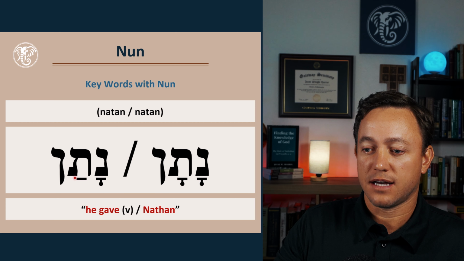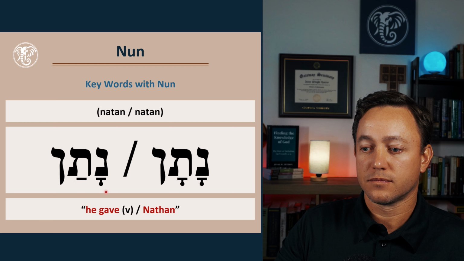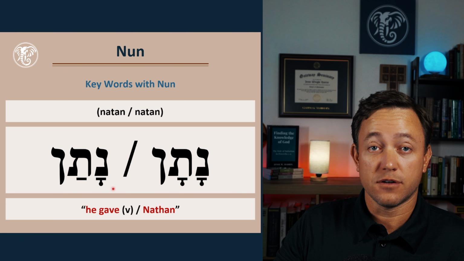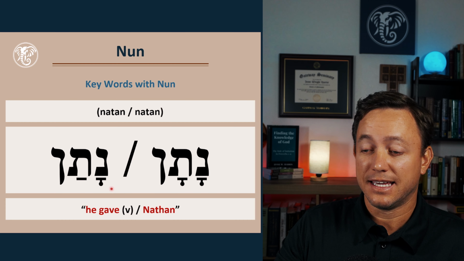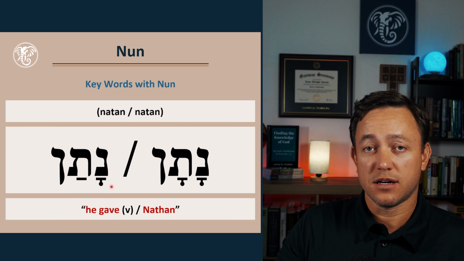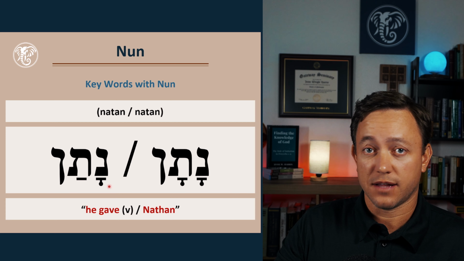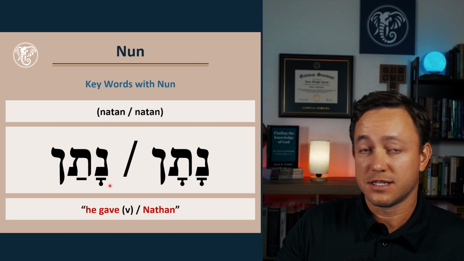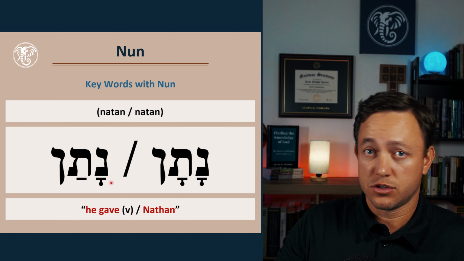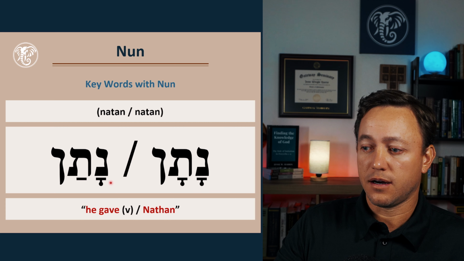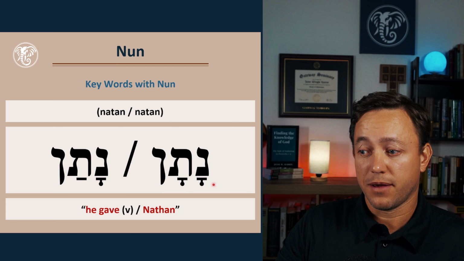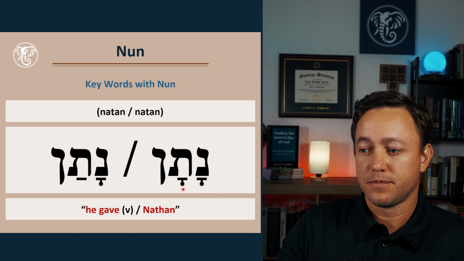But when we have Natan with these two different forms of the A vowel, we're going to have the verb, he gave. He gave. And this can also be used in a few different ways in the sense of like to appoint or to establish, and of course to give. And so these are a little bit tricky because you have to pay attention to these vowels, even though the two words sound the exact same.